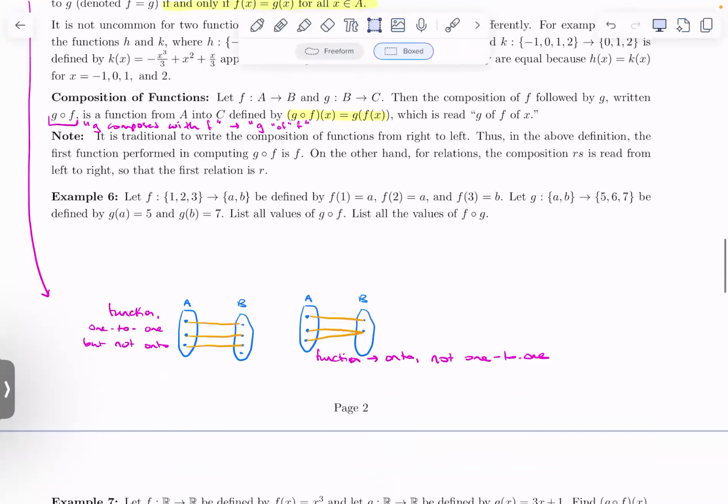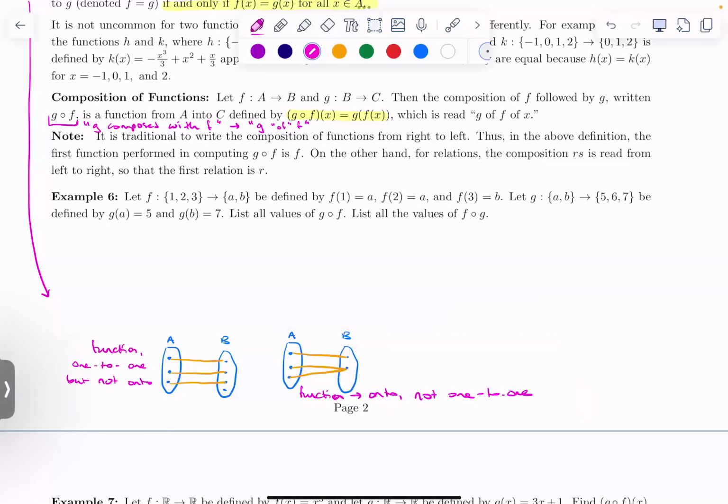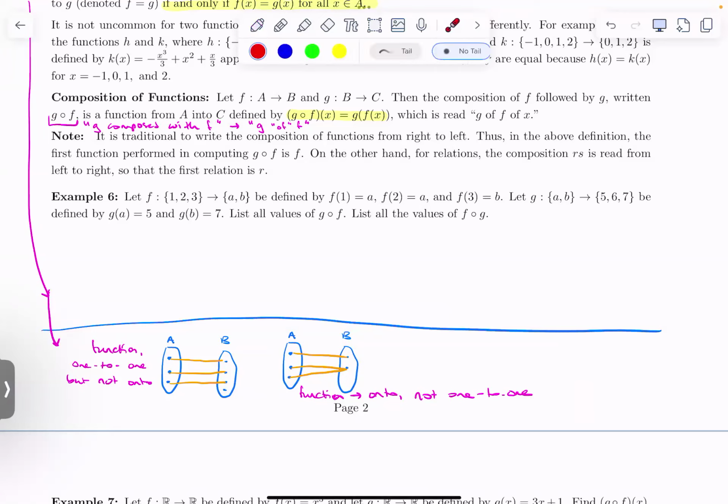Okay. I might need a little bit more room here. I'll scoot this down here. So if I have f taking 1, 2, 3 and mapping to A, B, and we're going to define it as f of 1 is A, f of 2 is A, and f of 3 is B. And then we've got this g, where g of A is 5 and g of B is 7. We're going to list all the values of g composed with f.